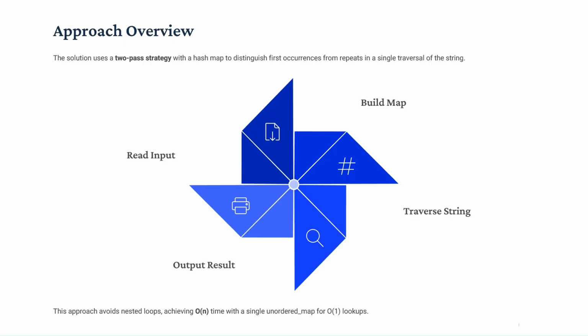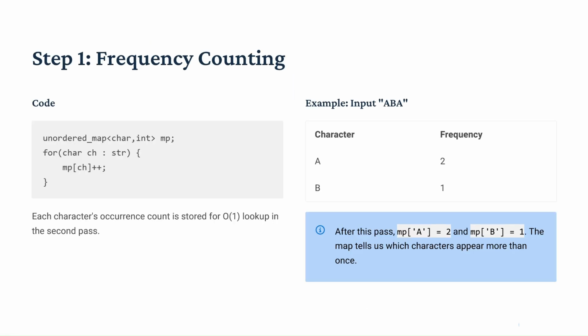Our solution uses a hash map, specifically an unordered map in C++. The algorithm has two passes. First, we record every character in the map. Second, we traverse the string again to calculate balloons. Since hash map operations are constant time on average, the overall solution is very efficient. For frequency counting, during the first traversal, we count how many times every character appears. For example, in the string, A appears twice while B appears once. These values are stored inside the hash map and will help us identify the first occurrences in the next step.